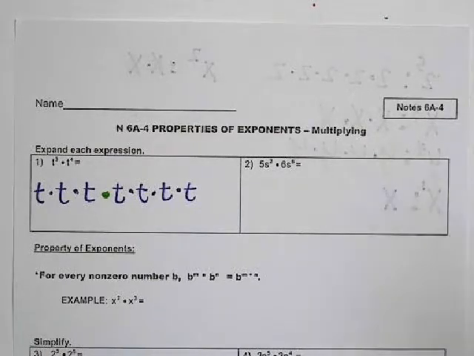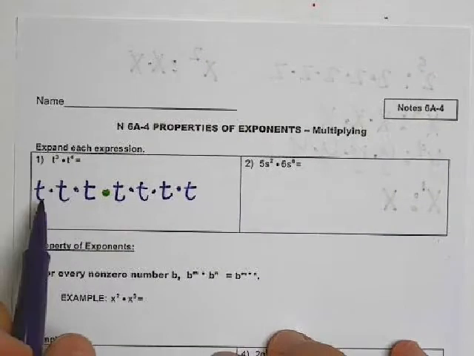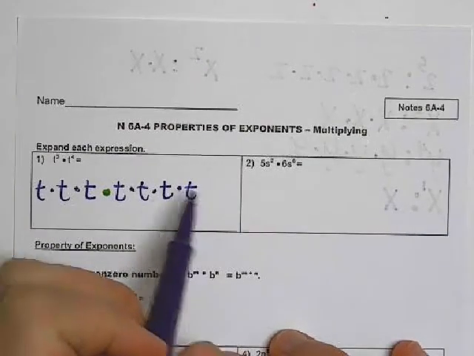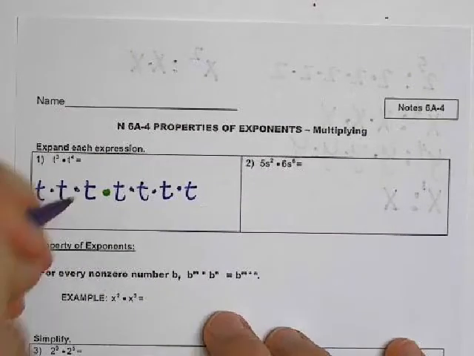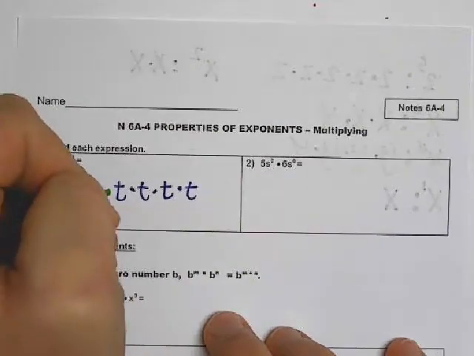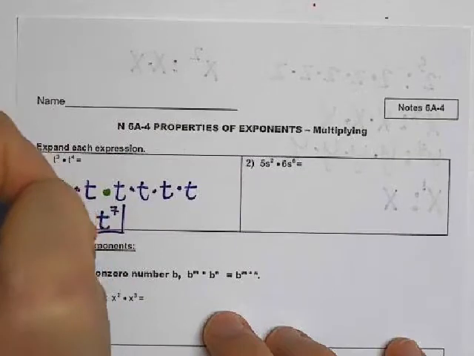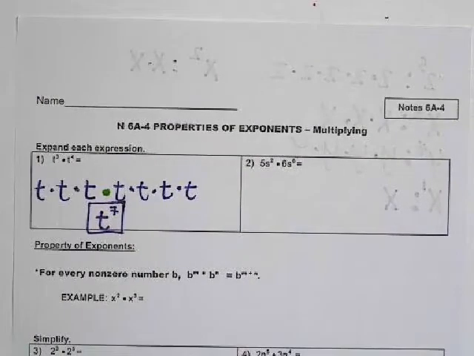Now I want to know what is my answer. Okay, well, how many t's do I have? 1, 2, 3, 4, 5, 6, 7. So what should my answer be? T to the 7th power. It is that easy. This one is.